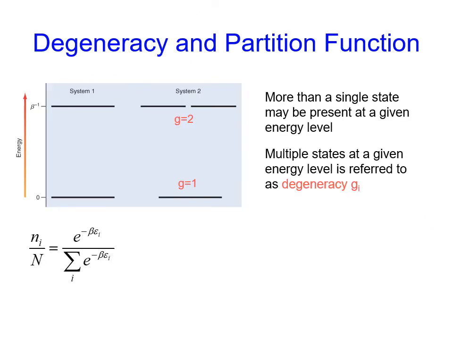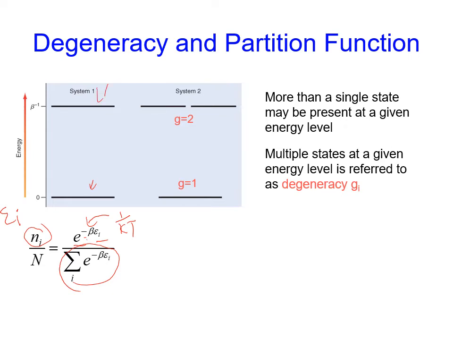We just derived this equation to calculate the dominant configuration, where Ni is the number of molecules occupying epsilon i, and equals e to the negative beta, which is 1 over kT, times epsilon i, divided by the summation of e to the negative beta epsilon i over all energy levels. Now, this equation applies to the system where each energy level only has one state.